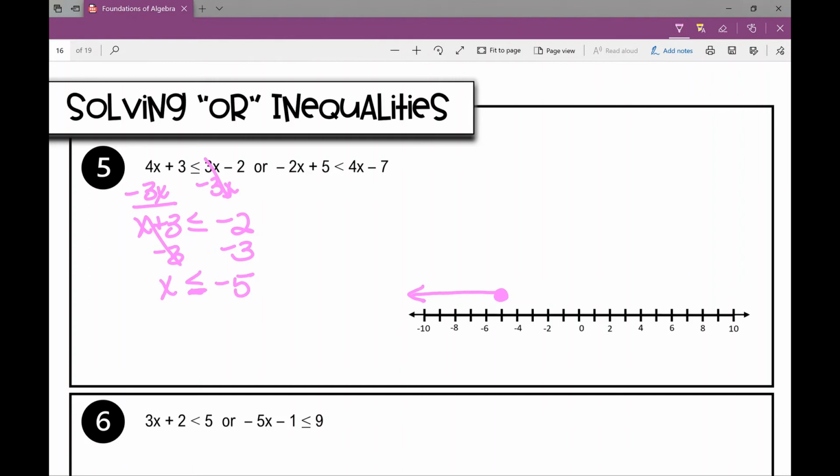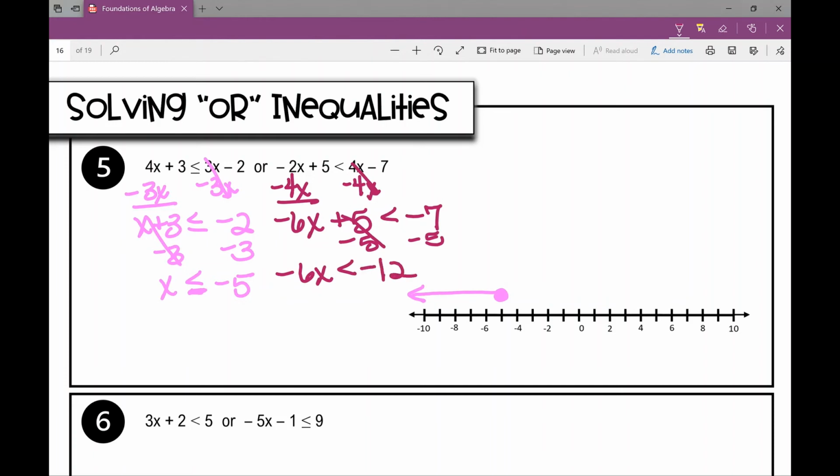And I'm going to change colors when I solve this next one. Now let's solve the next one. I'm going to move my variables to one side. I don't need to simplify either side. I get negative 6x plus 5 is less than negative 7. What do I do now? I'm going to subtract 5 from both sides. Negative 6x is less than negative 12.